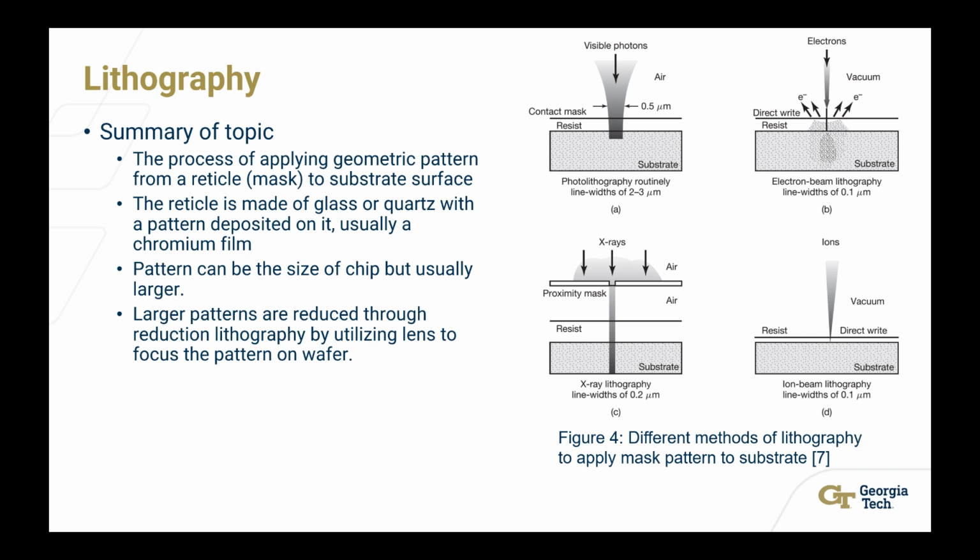In the figure to the right, you can see that there are 4 different techniques to apply the mask pattern onto the substrate, one using light, one using electron, X-ray, and ions. These techniques are chosen depending on how wide you want the inscribed pattern to be. Usually the pattern is bigger than the chip, and to apply the pattern onto a smaller chip, you will use something called reduction lithography, which uses lenses to focus the pattern on the silicon wafer.